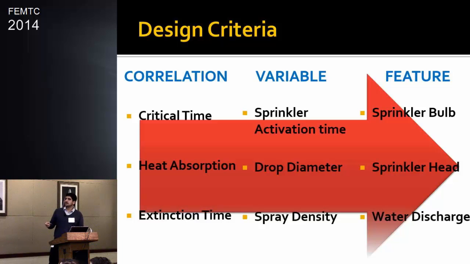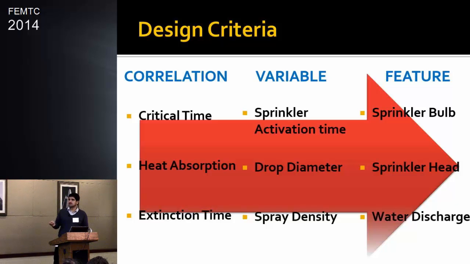We have the critical time that's going to be related to the sprinkler activation time. And we have the sprinkler feature, which is the sprinkler bulb, which is going to define the temperature at which the water is going to be discharged, the system is going to be activated. We have the heat absorption, which is going to be related to the drop diameter, which is going to define the sprinkler head, also the pressure drop at the sprinkler head. We have the extinction time, which is going to be related to the spray density, and it's going to give us the amount of water that must be discharged to extinguish the fire.